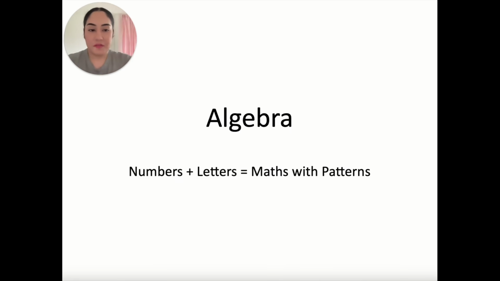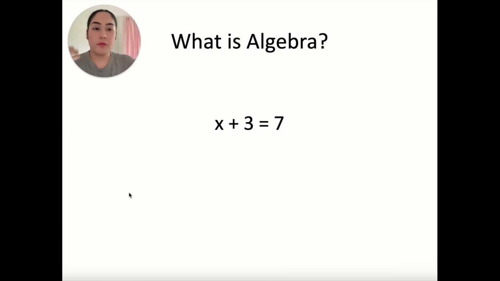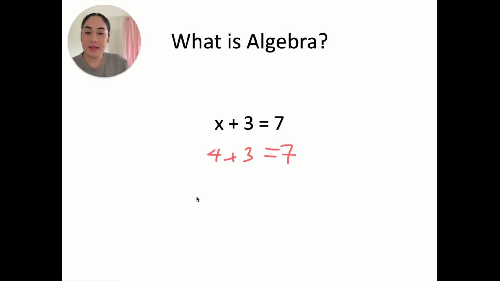First, let's define algebra. So algebra is like solving puzzles in maths. Instead of working only with numbers, we use letters to represent unknown values. For example, if we say x plus 3 equals 7, x represents an unknown value. So we're basically looking at what number plus 3 gives us 7. Nice and easy, right? 4 plus 3 gives us 7. So in this case, the value of x is equal to 4.